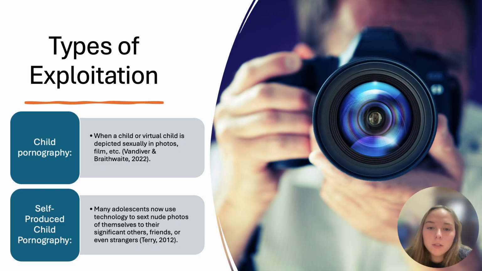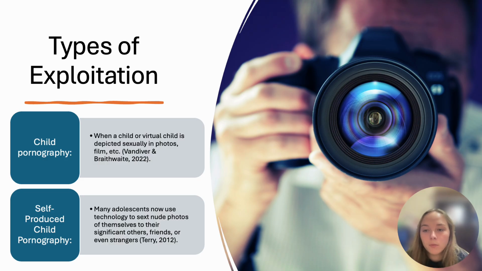On this page I have two types of child exploitation. So this is child pornography, which is when the offender is taking illegal pictures of and spreading the child, the victim.